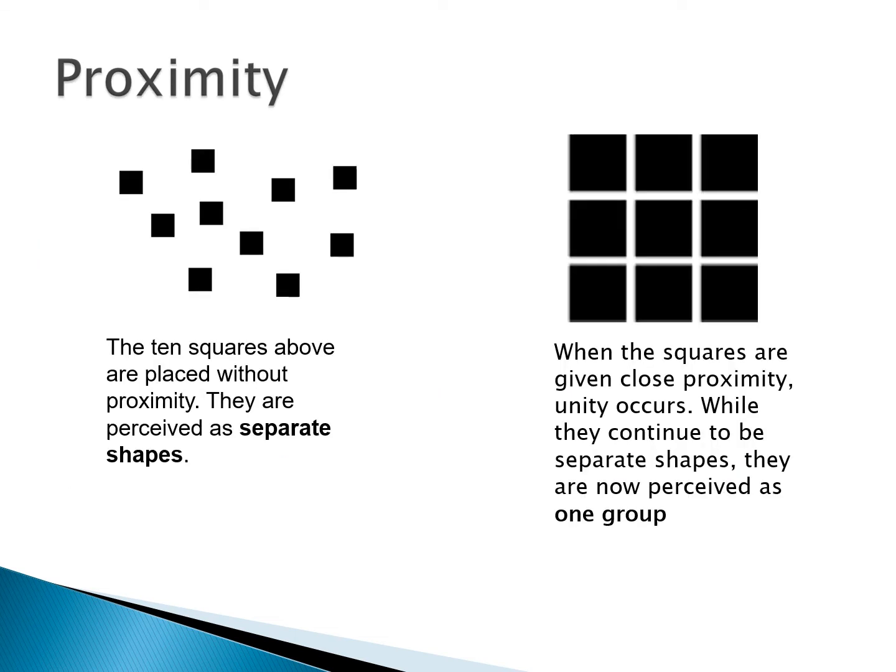Another example of proximity, right? The 10 squares above are placed without proximity, so they're perceived as being separate, right? So they just look like 10 separate squares. But if you put them together, like you see on the right here, when they're in close proximity, unity occurs. So while they continue to be separate shapes, they are now perceived as one group.